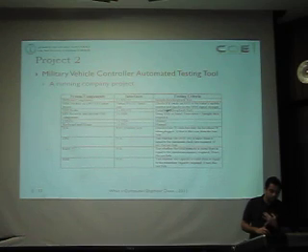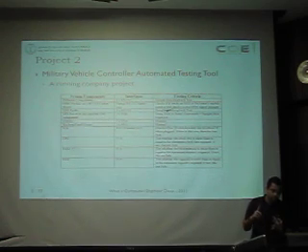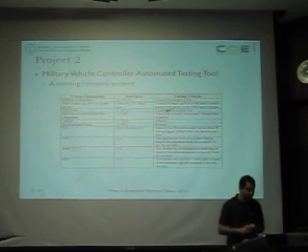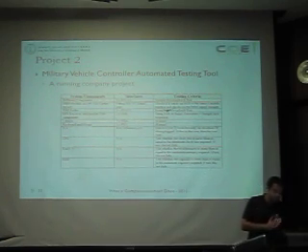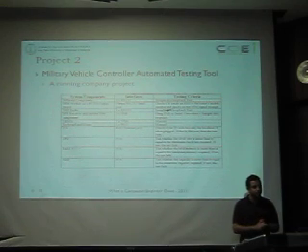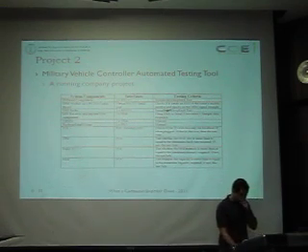The interfaces are RS-232, RS-422, USBs, VGAs, PS2s, and the resources are like what I said, the GSM module, CPU, RAM, and HDD, the hard disk drive.